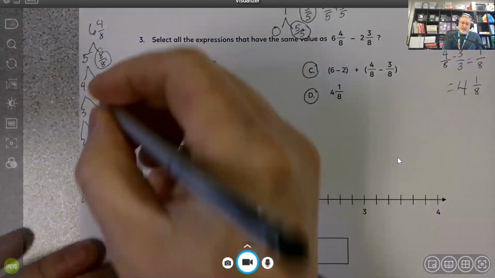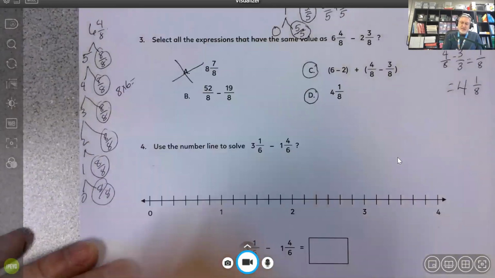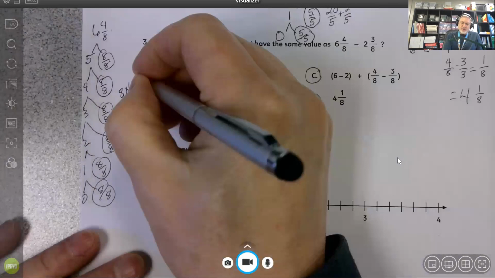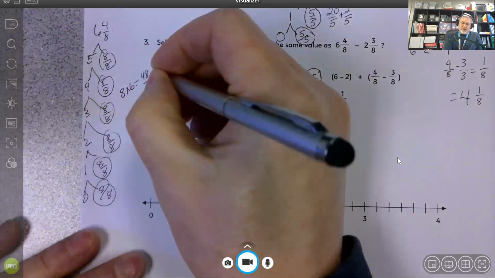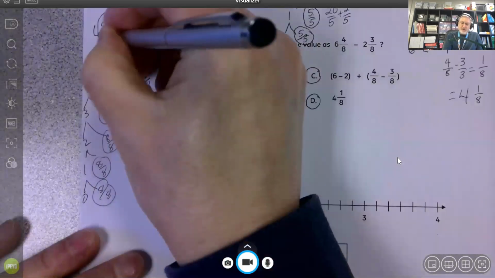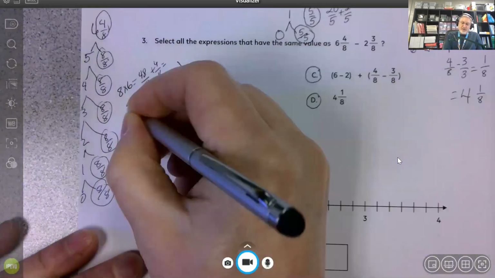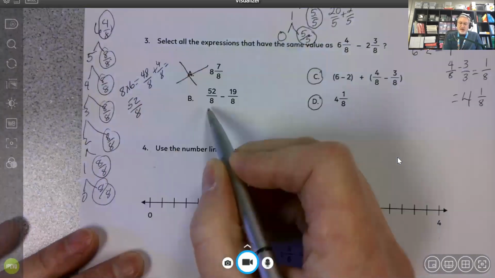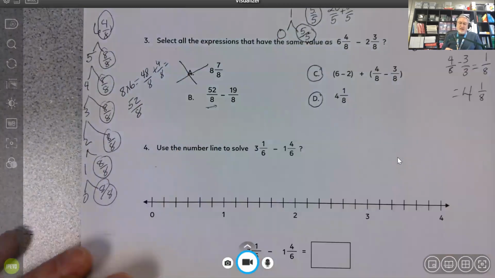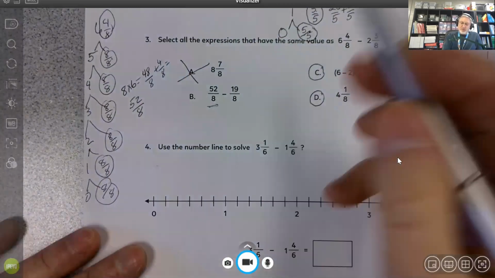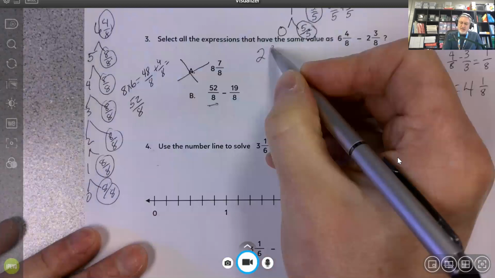So if I do that, it would be 8 times 6. 8 times 6 would be 48. So 48/8 plus 4/8 would give me 52/8. Well, that's right. Okay, now we have 2 and 3/8.